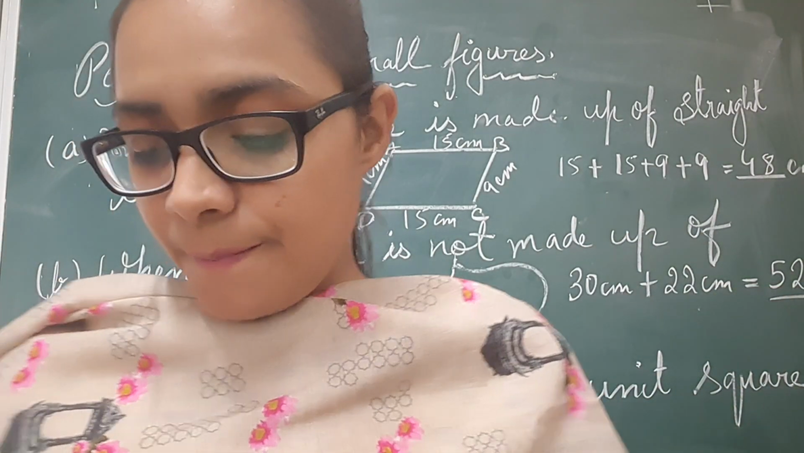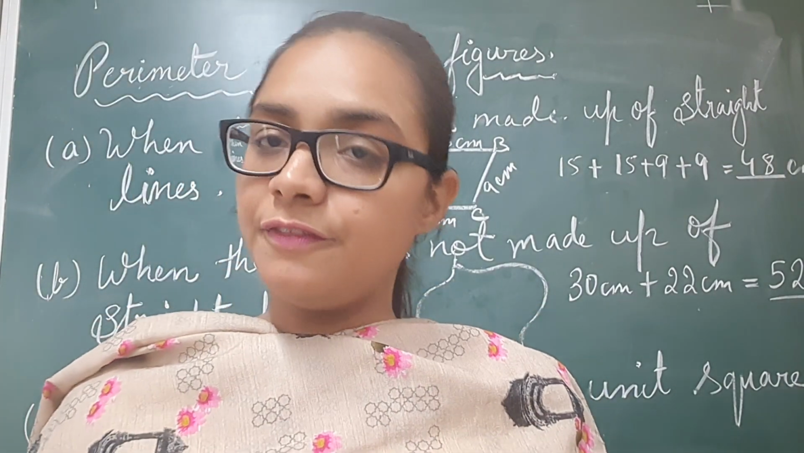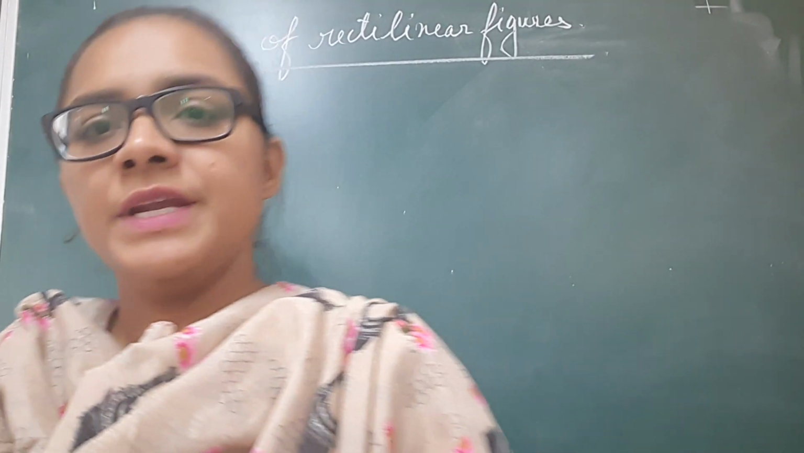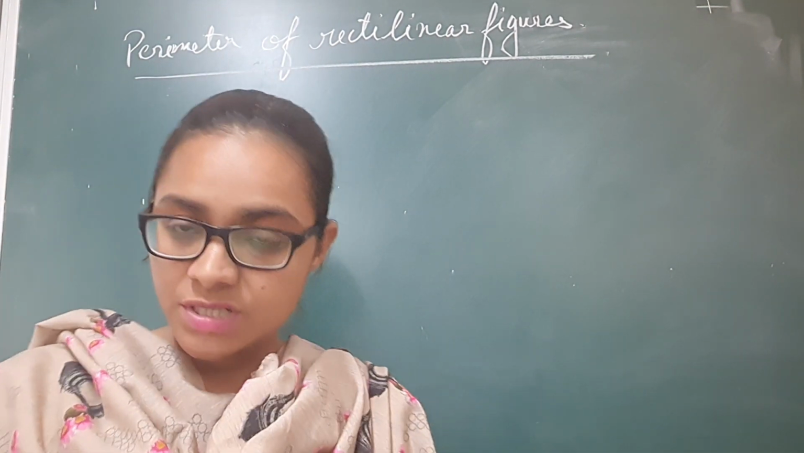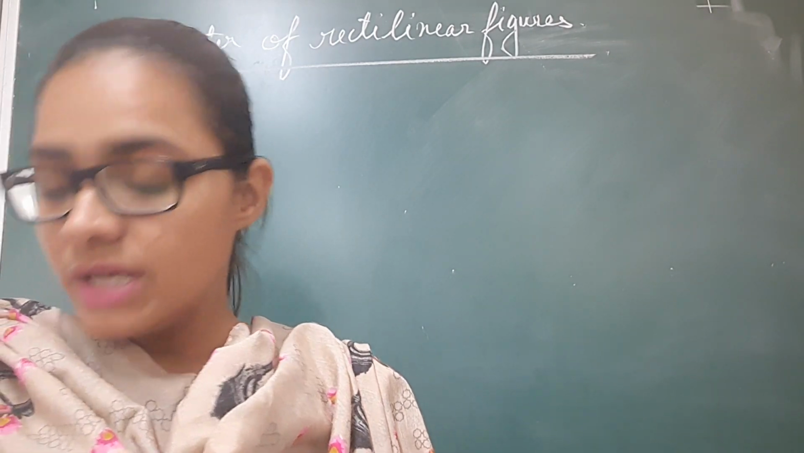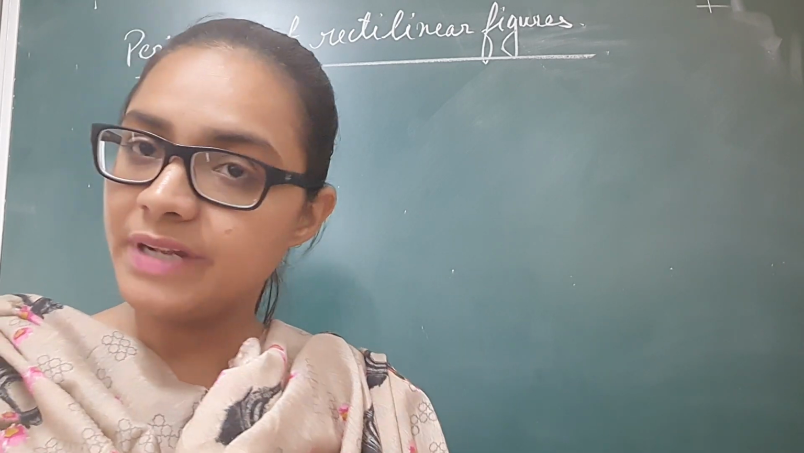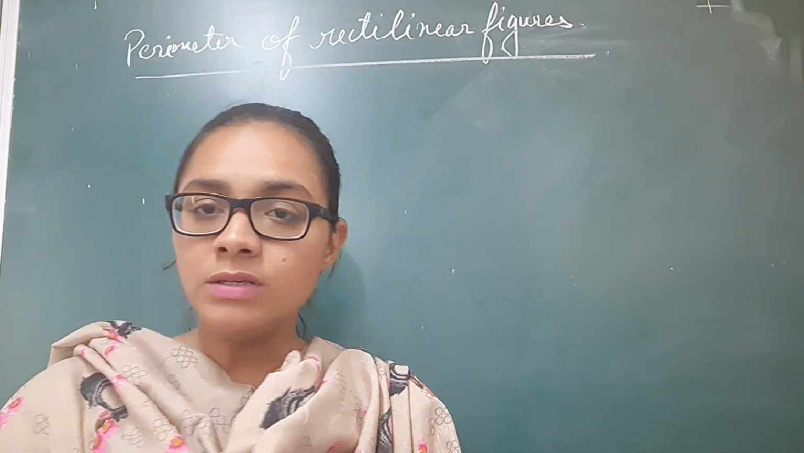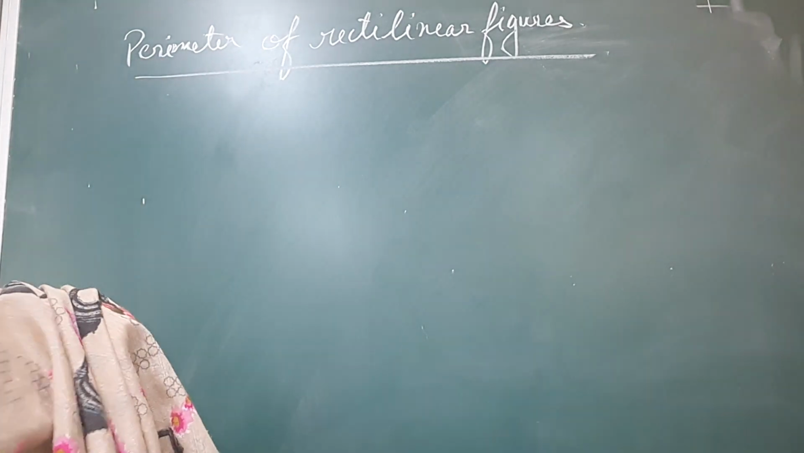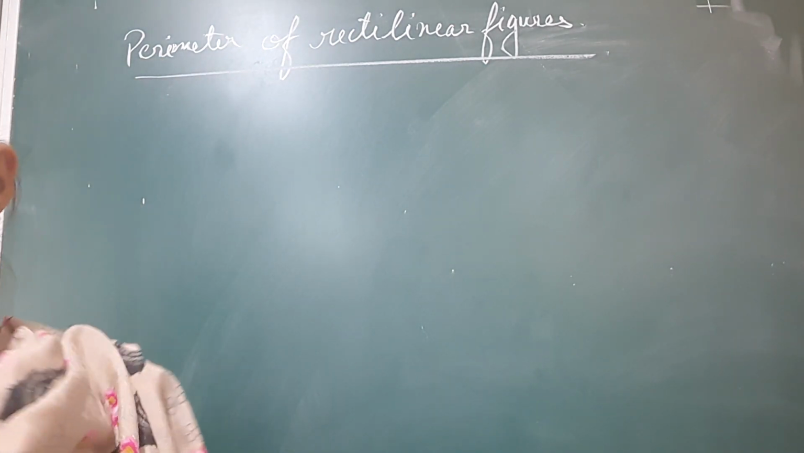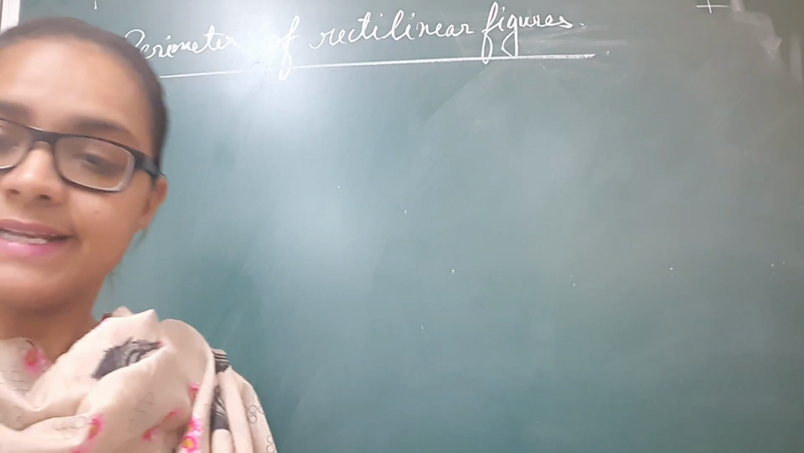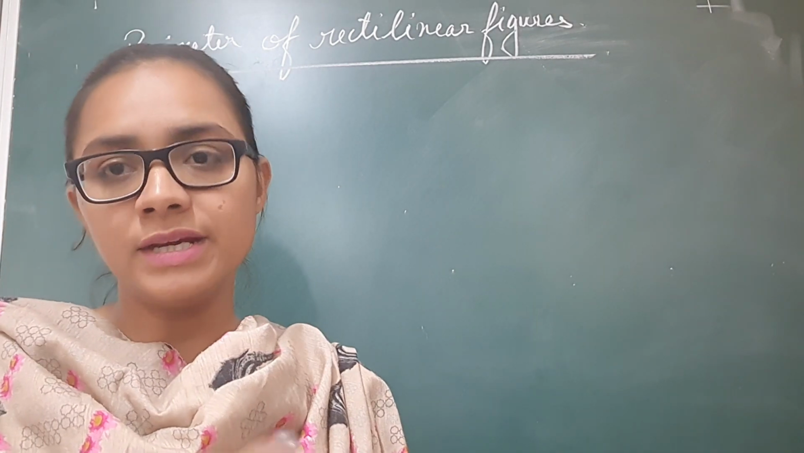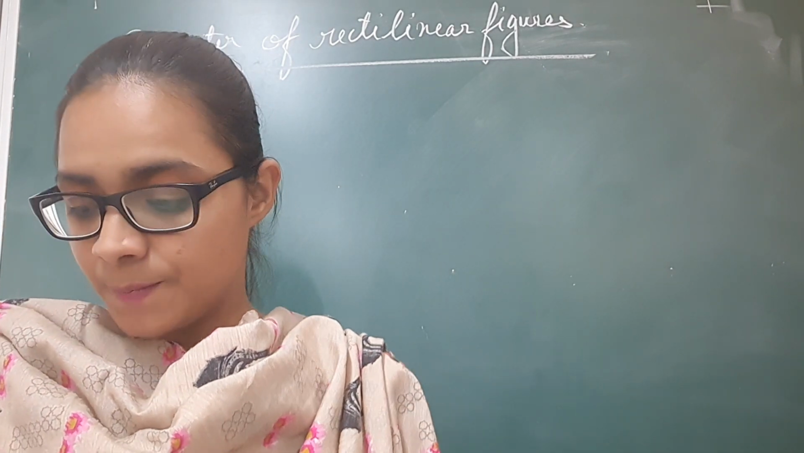So now we will go for another topic, that is the perimeter of rectilinear figures. Okay. Perimeter of a rectilinear figure means what? The plane figures bounded by line segments only are rectilinear figures. So in particular, the perimeter of a rectilinear figure is the sum of the lengths of all its sides. The sum of all its sides, the plane figure.